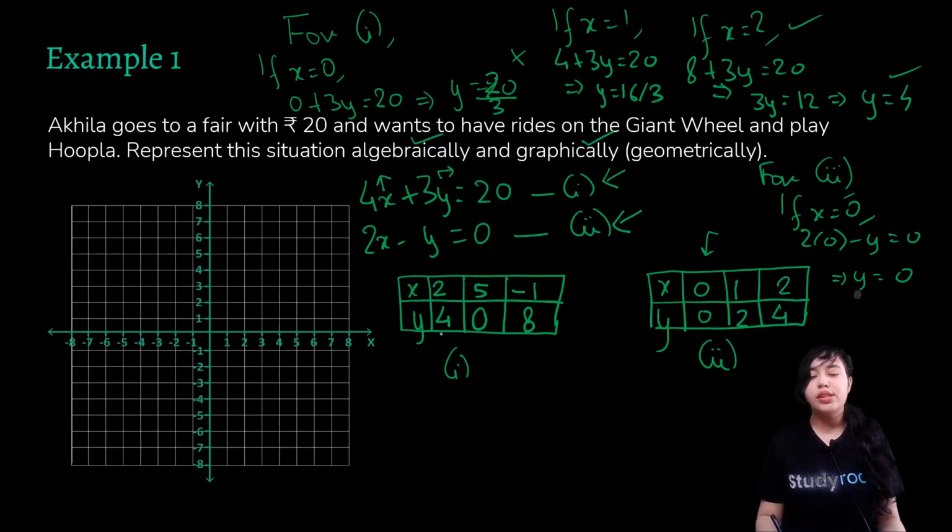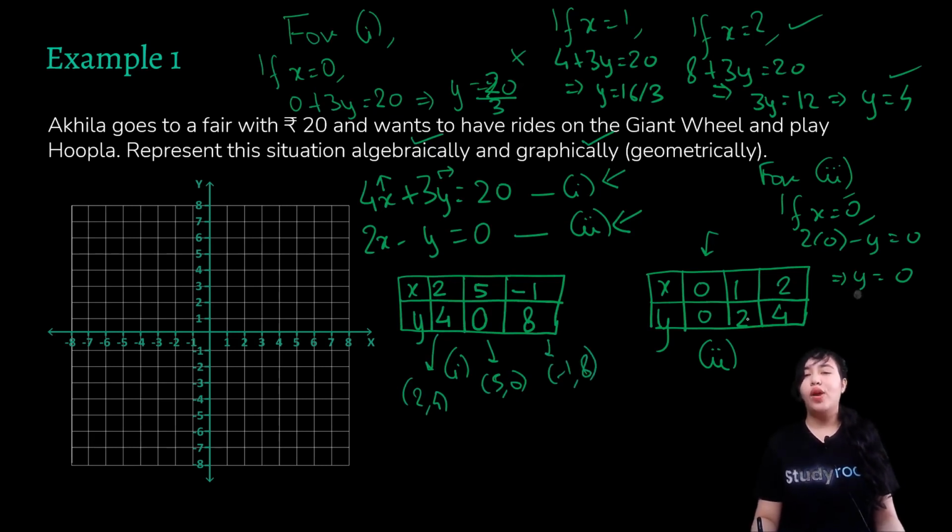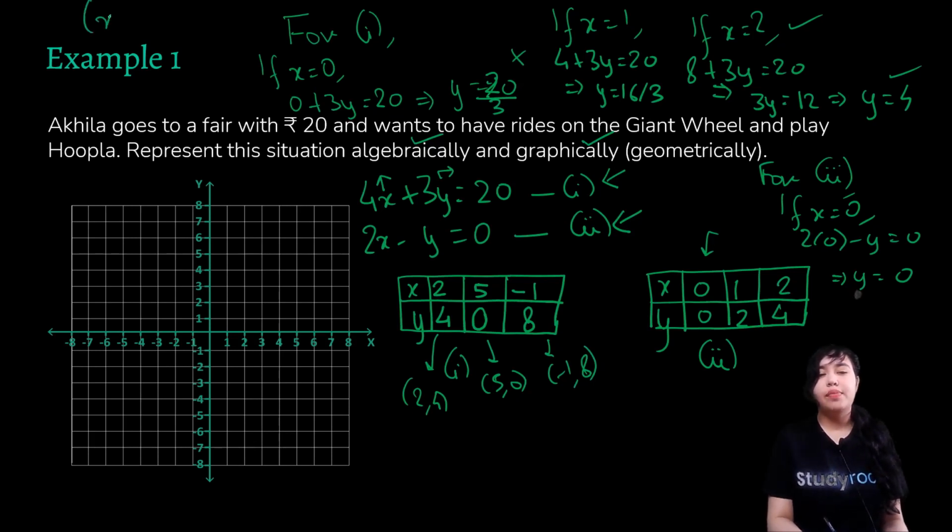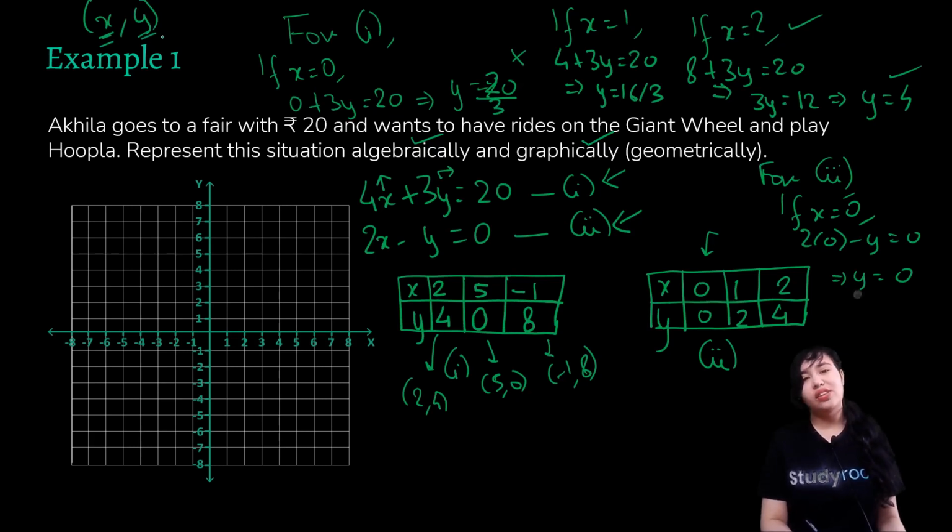So the first point is 2, 4. The second point is 5, 0. The third point is minus 1, 8. Similarly, here the points are 0, 0, 1, 2 and 2, 4. How are we going to plot them? So these points are actually of the form x, y. So this represents the x coordinate, that is the distance on the x-axis, and this represents the y coordinate, which is the distance on the y-axis. I'll just show you how to plot these points.